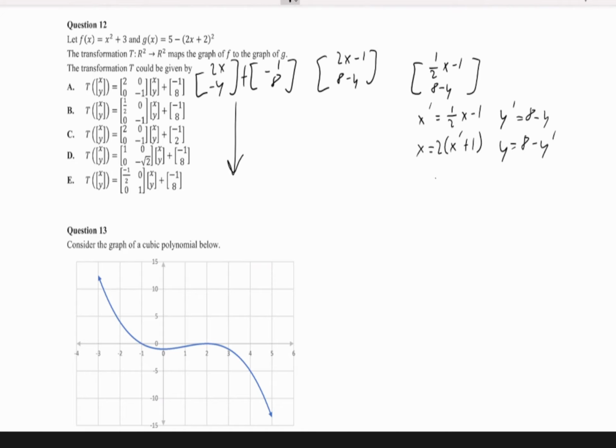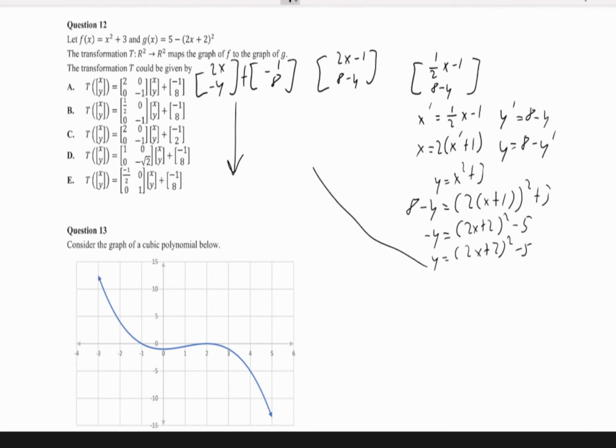Just do this here, and 8 minus y equals 2x plus 1 squared plus 3, and that simplifies to negative y equals 2x plus 2 squared minus 5, and this matches with g of x over here. So that's why option B is correct.